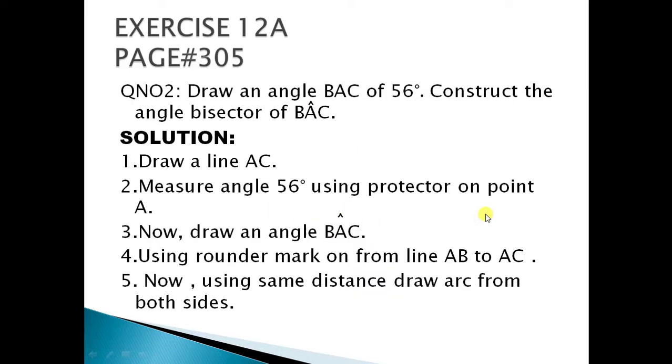Okay, now we have question number 2 on the same page, same exercise. Draw an angle BAC of 56 degrees. Construct the angle bisector of BAC. Here this is the cap, and this means reference to B and C. A is the reference.